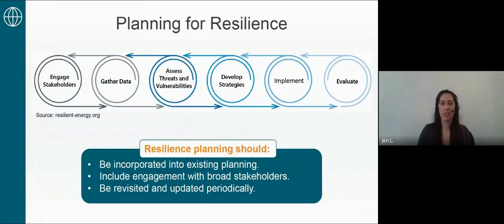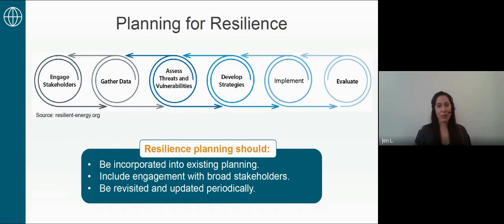Most of us here are coming from a planning background. And we talk about planning for resilience. Gosh, this looks really similar to all the other planning processes we probably all already go through. We want to engage stakeholders. We have to gather data. We have to assess threats and vulnerabilities. We just did an example of assessing threats and vulnerabilities. And then using that assessment, we can prioritize certain actions and develop strategies around that, implement them, and of course, evaluate.